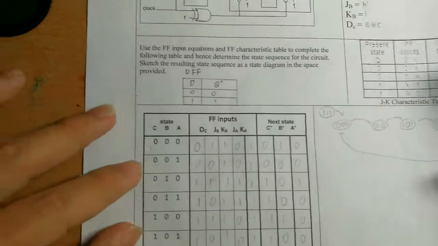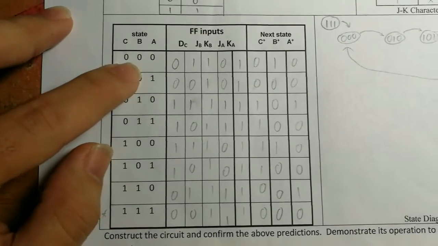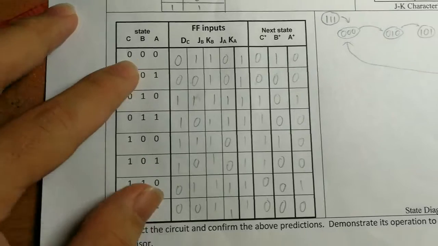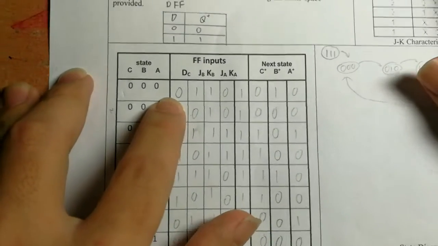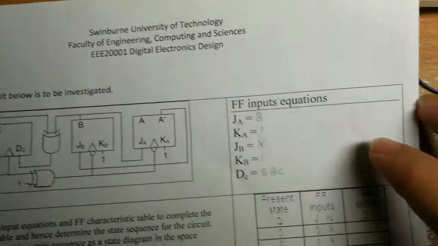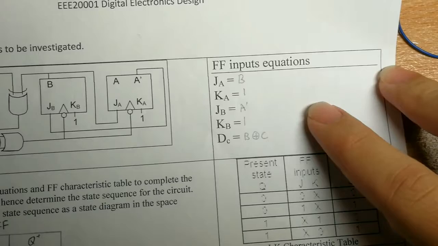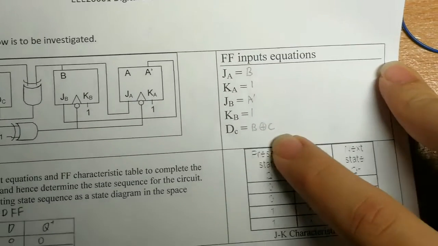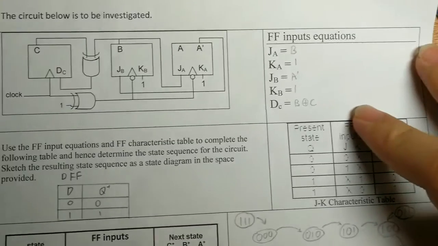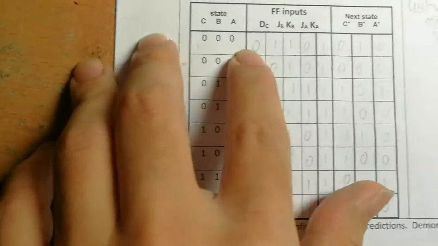And this is our table. When state CBA is 0, 0, 0, we look at the D. We can calculate that by using the flip-flop input equations. For example, DC is based on B XOR C. B is 0, and C is also 0, then D is 0.